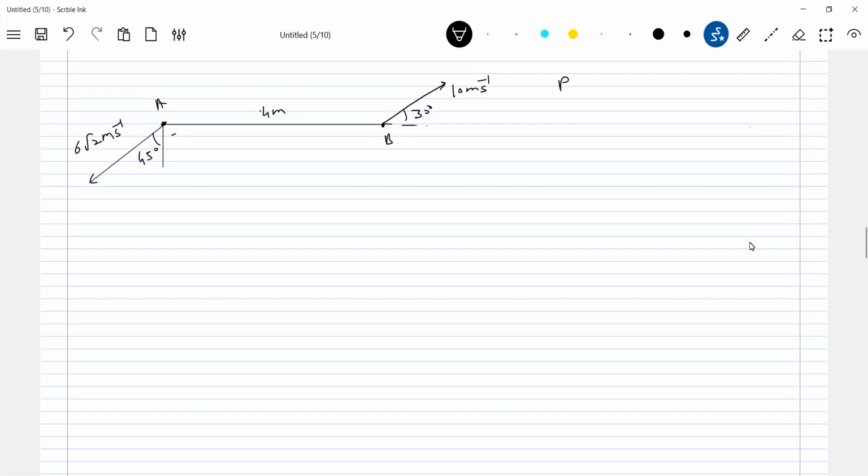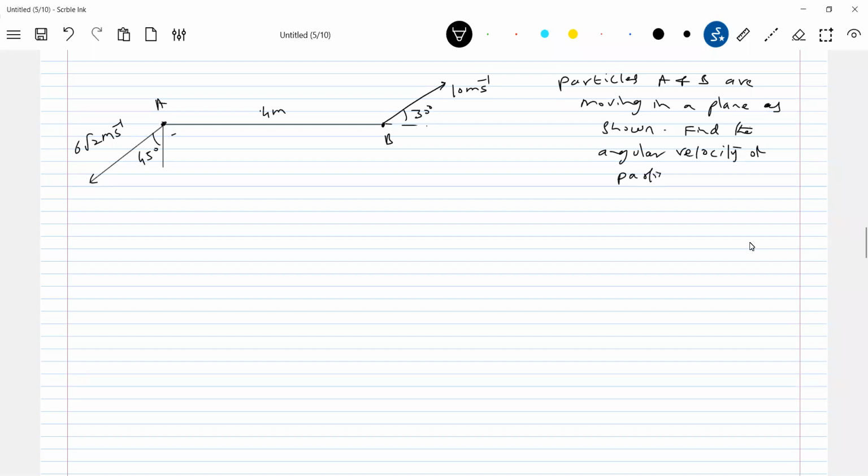So I'll write the question. The particles A and B are moving in a plane. I'm not using circular motion. They're moving in a plane as shown. Find the angular velocity of particle A with respect to B. Getting the idea? So this will be really troublesome for you.